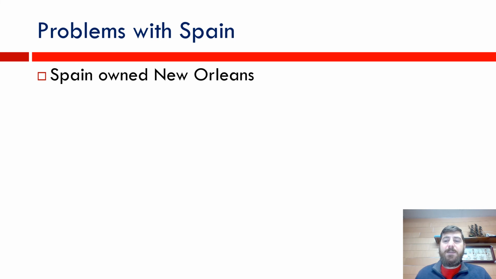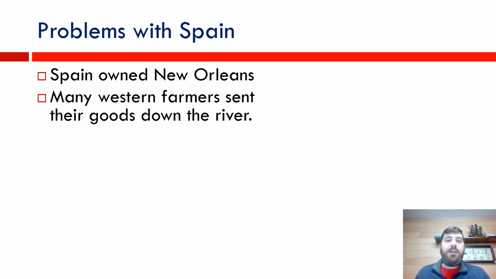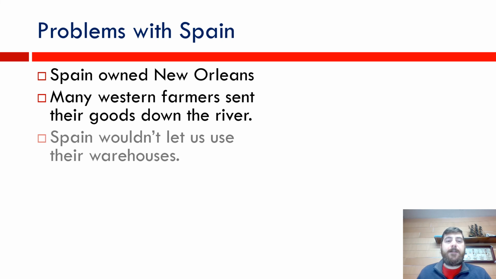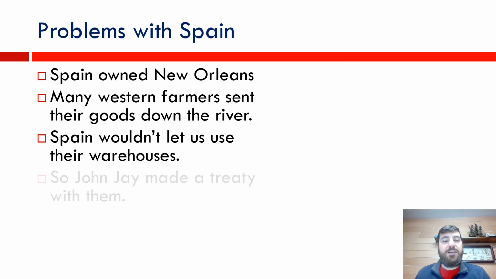What about Spain? Spain owned New Orleans, big city on the very south end of the Mississippi River. Many Western farmers found it was easier to ship their goods down the Mississippi, around the Gulf of Mexico, and back to like New York and Boston and the big cities on the coast. That was faster than going by wagon across land. And Spain was being mean, and they said, our people can't use the warehouses in their city of New Orleans, which basically meant our farmers can't get their goods to market.